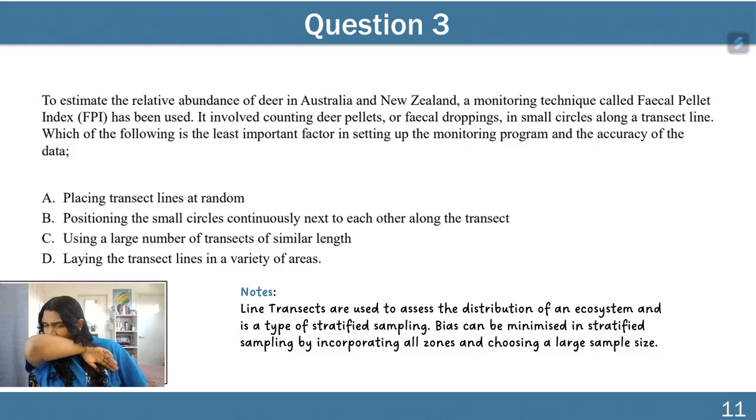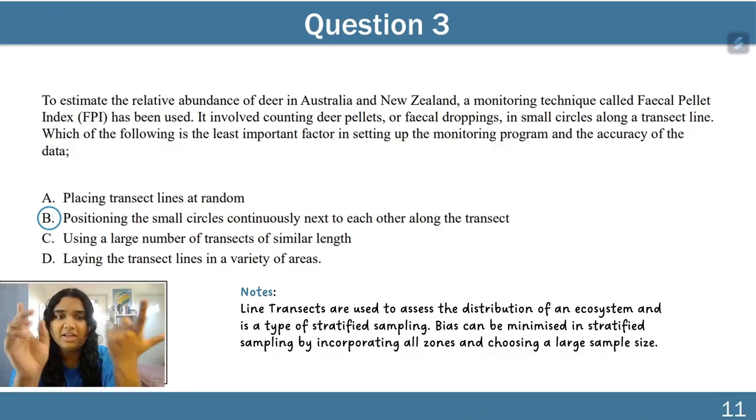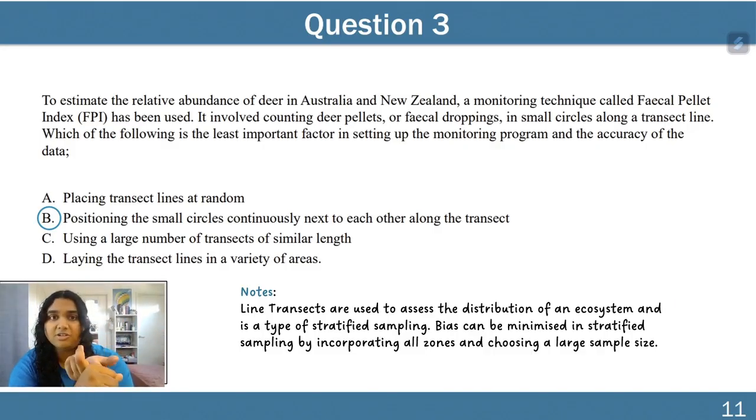So the least important factor is positioning the small circles continuously next to each other along the transect, because ideally, as long as you're taking enough samples along that one line, you're still going to get information into the distribution of the ecosystem, providing that A, C, and D have already happened. So if you've placed line transects randomly, in a variety of areas to cover all of the zones in the area being studied, and you're using the same length of transects, it doesn't really matter too much about the circles because you're just assessing what's on the line.